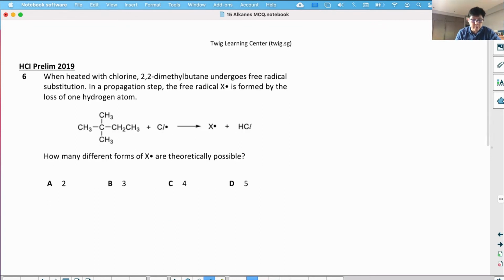Let's look at the next question. When heated with chlorine, 2,2-dimethylbutane undergoes free radical substitution.